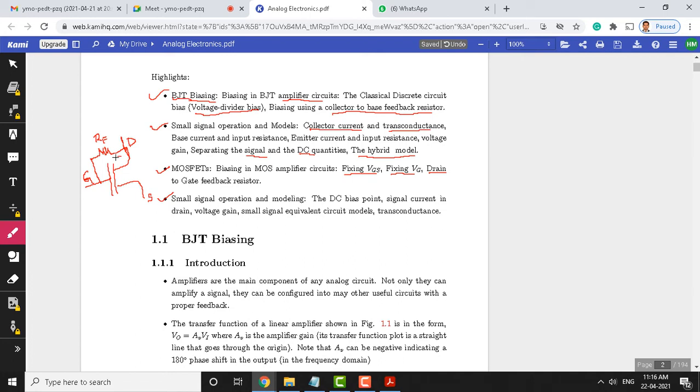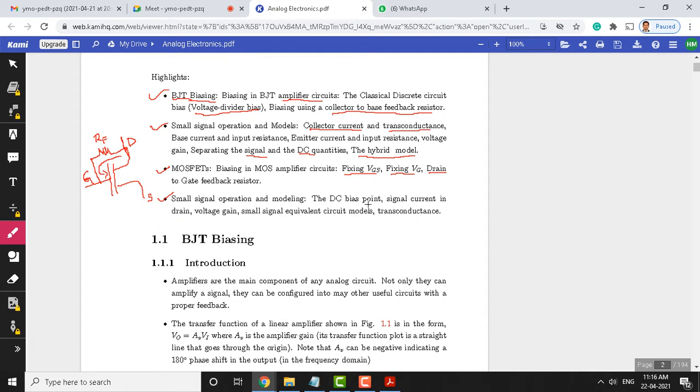A signal current flows like this to the gate of the transistor. The voltage that is established here provides feedback to this transistor. Such a biasing circuit is called drain to gate feedback resistor based biasing. So, from an examination point of view, you need to remember these three circuits with advantages and disadvantages. To proceed further, we have small signal operation and modeling of this MOSFET amplifier.